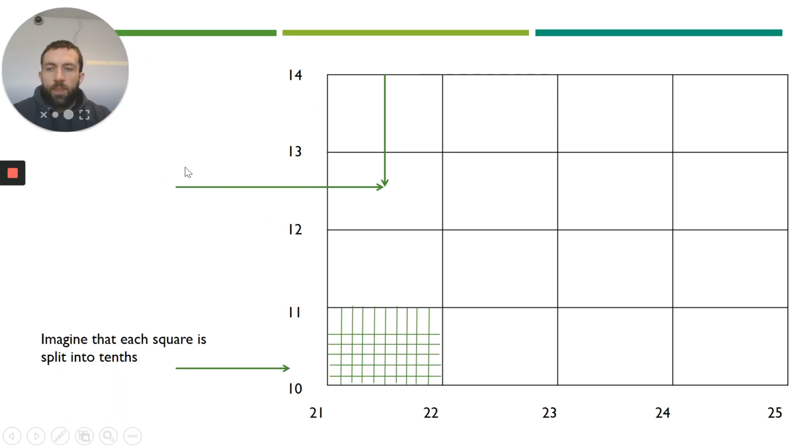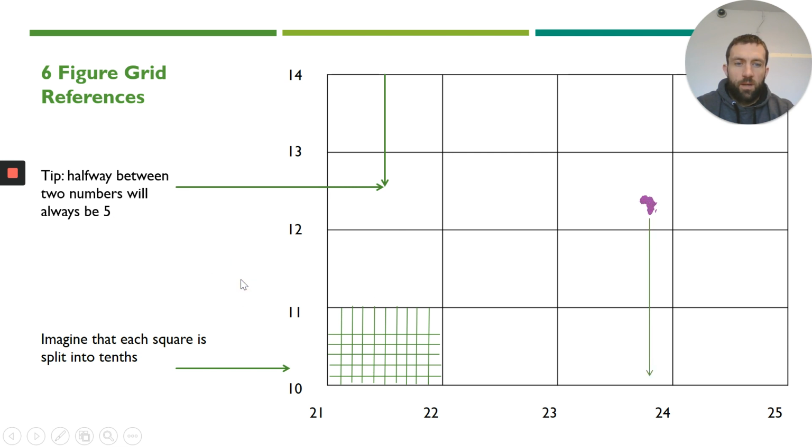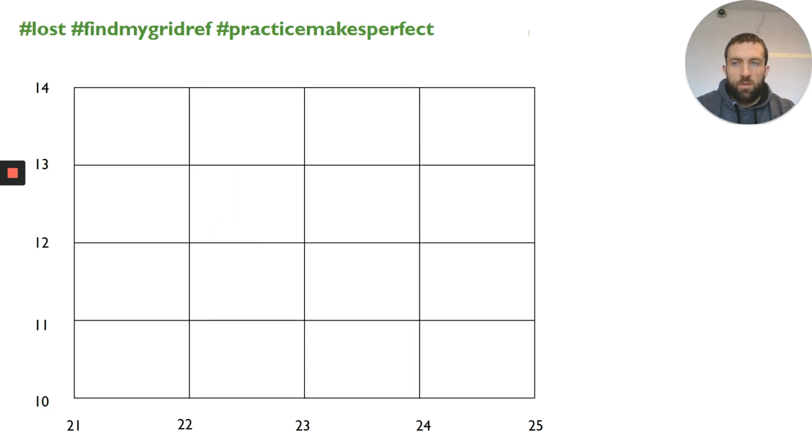Alright, so again, a bit of an example. The halfway point on the lines is always 5. You can split it into a grid like this. And just more examples of how to do 6-figure grid references. Please ask questions because these are quite difficult to do.